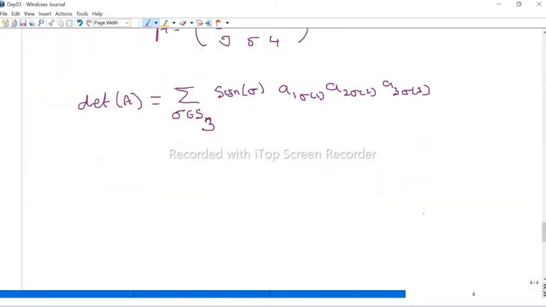Now, what do you mean by the sign of a permutation? If you take any permutation sigma, the sign is either 1 or minus 1, only 2 values. It is plus 1 if sigma is an even permutation. What do you mean by even permutation, I will tell. If sigma is odd, the sign is minus 1.